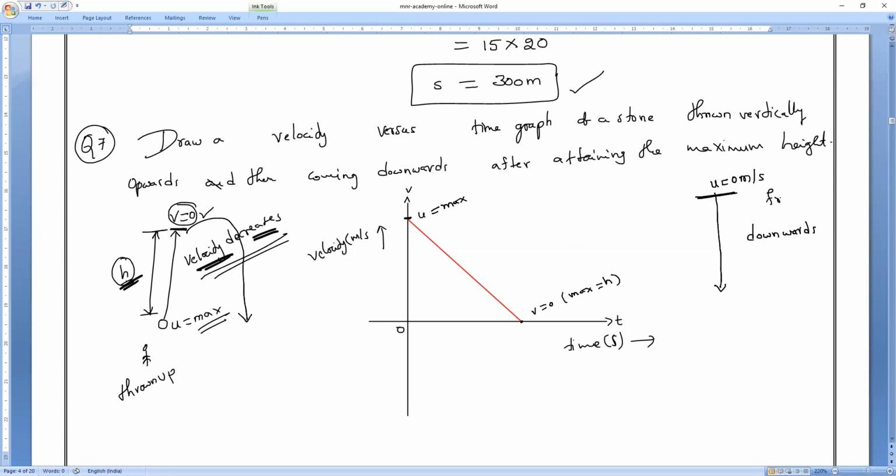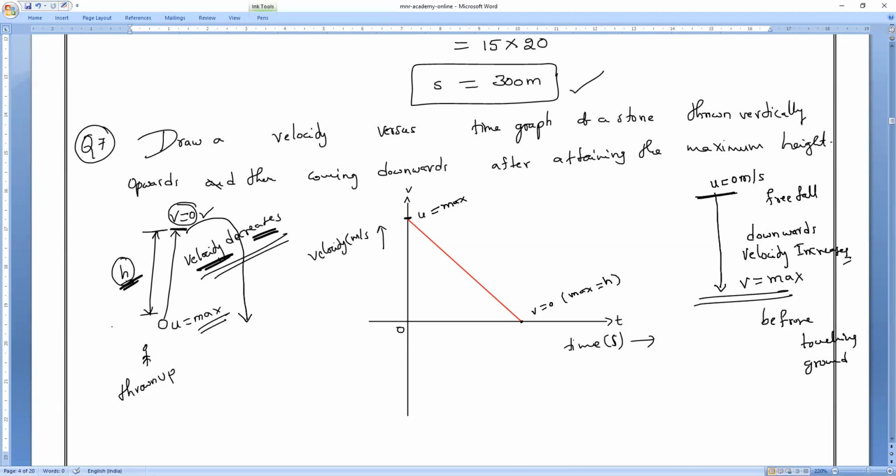This is what we call free fall. So when it is coming downwards, before touching the ground, what does it have? Maximum velocity. So the final velocity is maximum. Now it is coming downwards. Does velocity increase or decrease? Increases. Velocity increases. Are you clear, everybody? That is also at a constant rate.